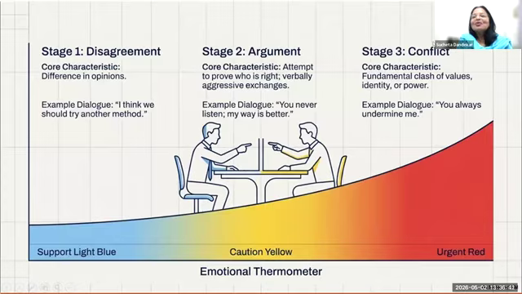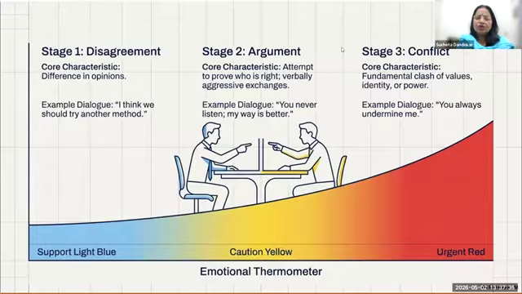Perfect, Mrunal. You said it all. Thank you so much for this. Disagreement is just a difference in opinions. It's just a dialogue, where we could say, I think we should try another method, and the other person could be malleable to change. In an argument, the core characteristic is an attempt to prove who is right. Verbally, you are aggressive, and there are verbally aggressive exchanges where the dialogue might be, you never listen, but my way is better. And a conflict is a fundamental clash of values, identity, or power, where you will just say, you always undermine me.